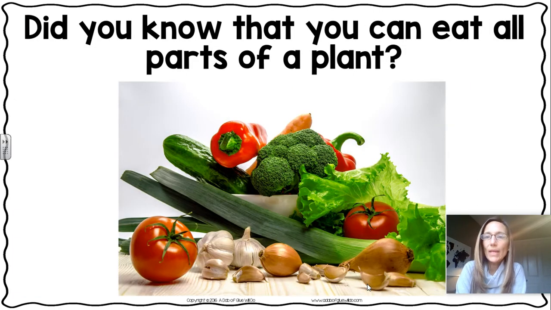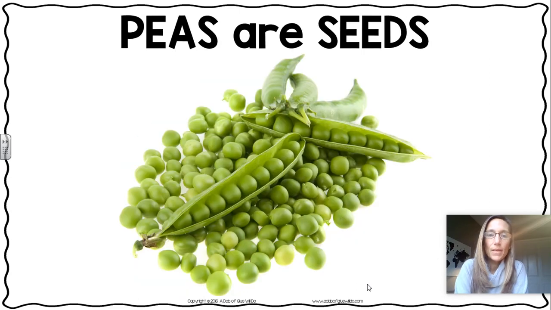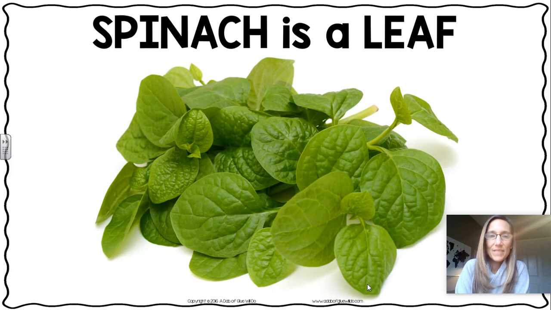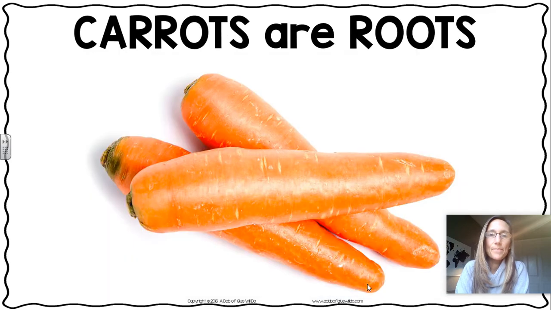Did you know that you can eat all parts of a plant? Broccoli is actually a flower. So when we eat broccoli, we're actually eating the flower part of that plant. Peas are seeds. Spinach is a leaf. Celery is a stem. And carrots are roots.